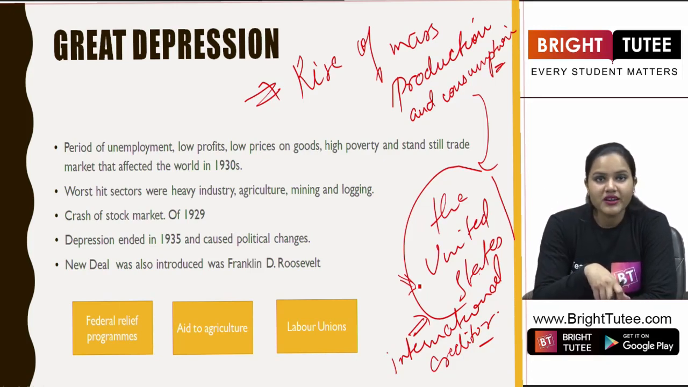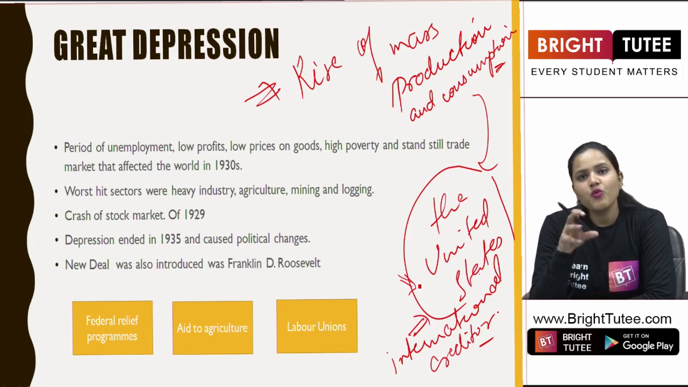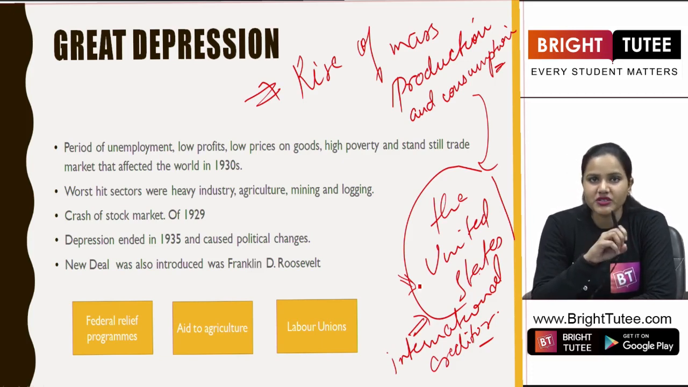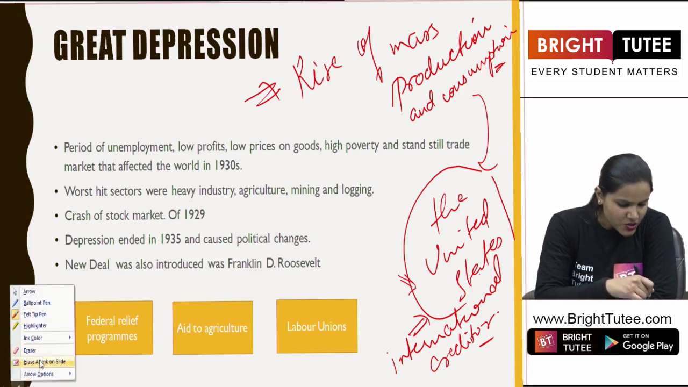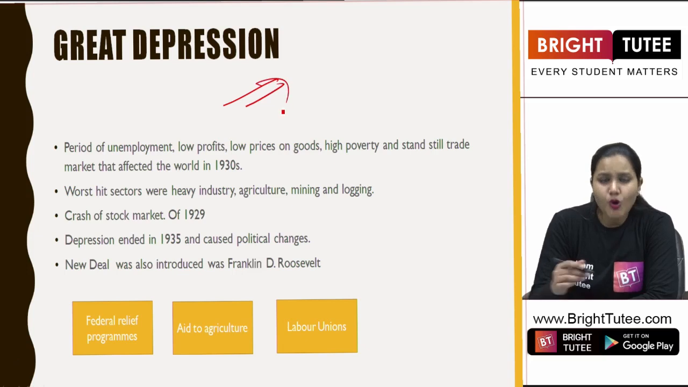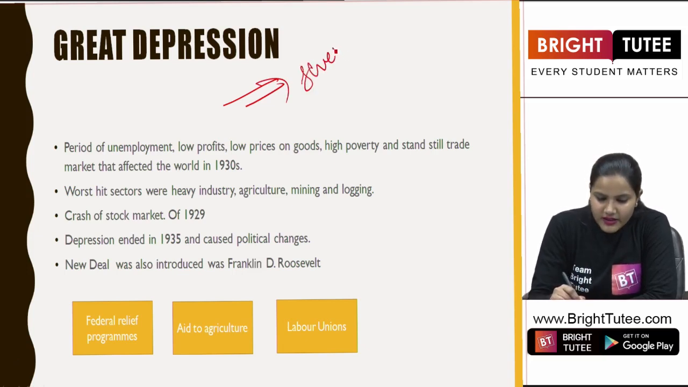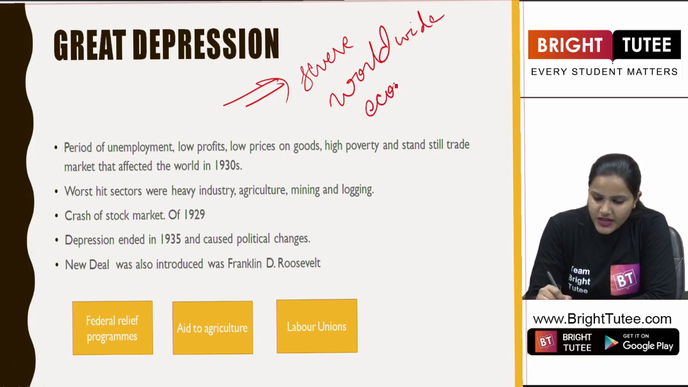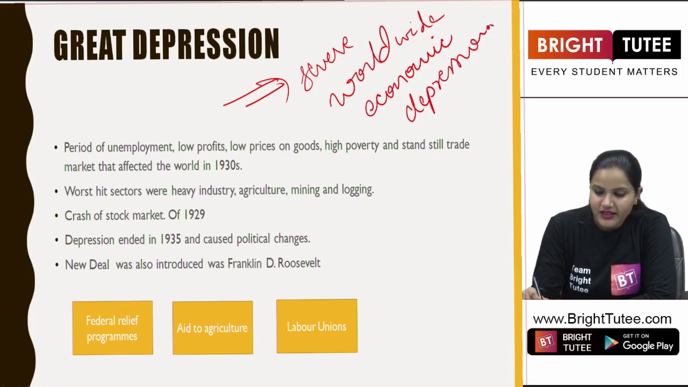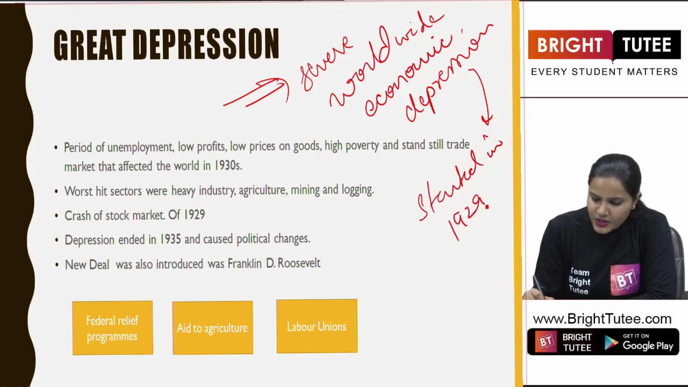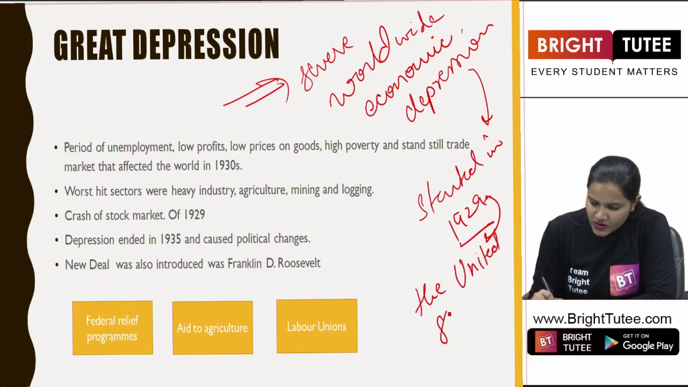So here there is this period of the Great Depression. Now what do you understand by the term Great Depression? Have you heard this term? The Great Depression, students, denotes a severe worldwide economic depression or economic setback that started in the year 1929, and it started from the United States of America.